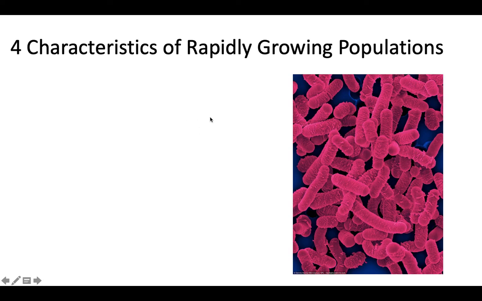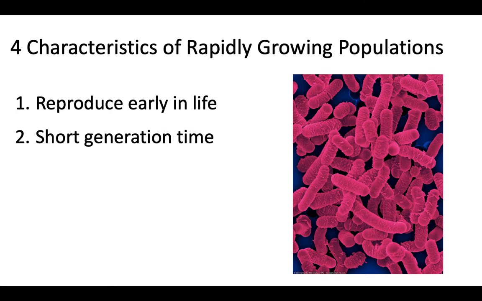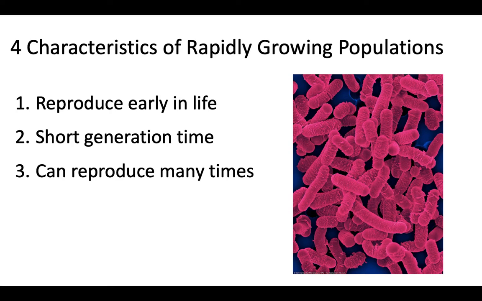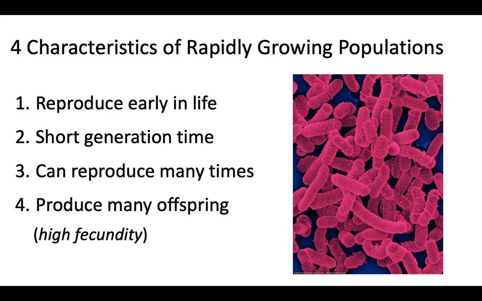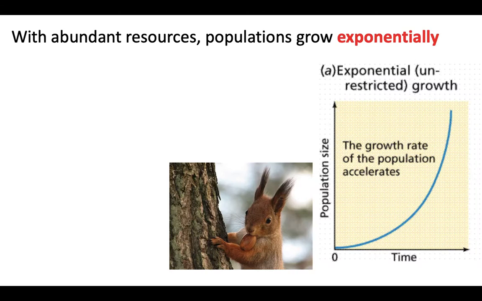And populations that grow exponentially tend to have a couple things in common. They tend to reproduce early in life. They have short generation times. They can reproduce many times, and they produce many offspring, or what we say is they have a high fecundity or high fertility. They can produce a lot of offspring. What does this sound like to you? Does this sound like a r or a K selected species? Yeah, it's a r selected species, and therefore also a type 3 survivorship curve. Like I said, with abundant resources, these populations can grow exponentially, and we can actually model this.